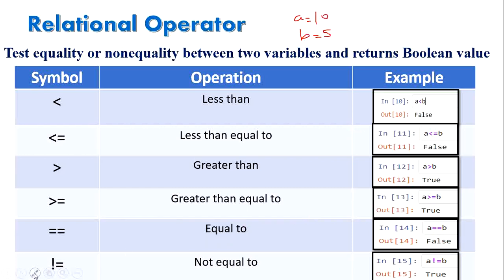And when we use not equals to sign, that means A is not equals to B. Obviously it is true, because A is 10 and B is 5, so we get the result true, that is A is not equals to B. So these are the 6 relational operators that we have worked with the Python or any other programming language.